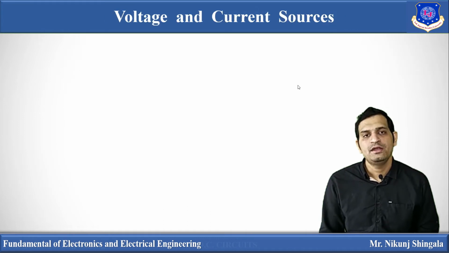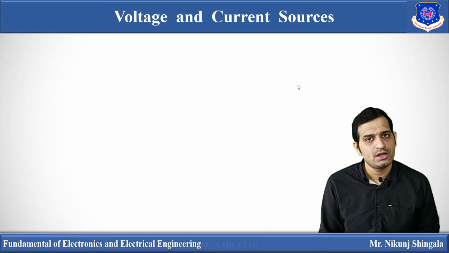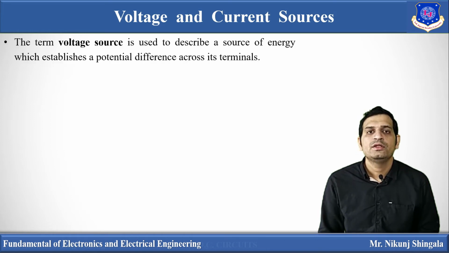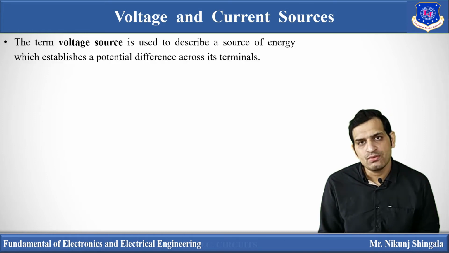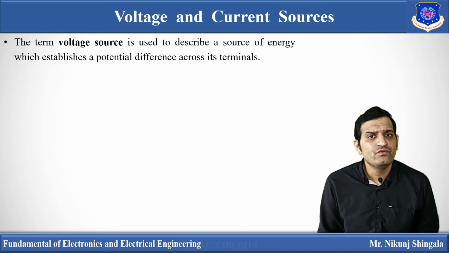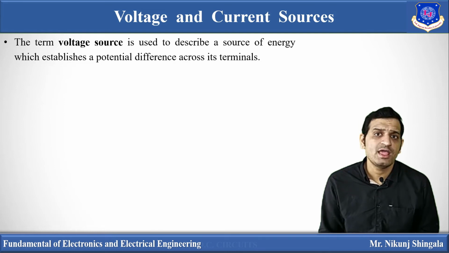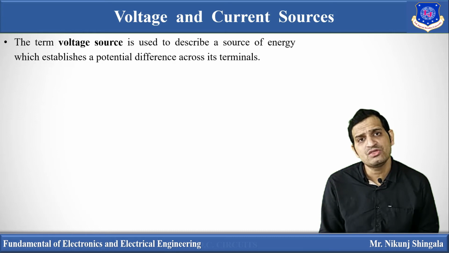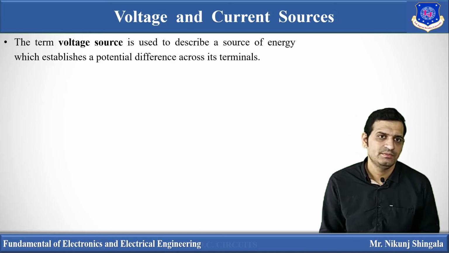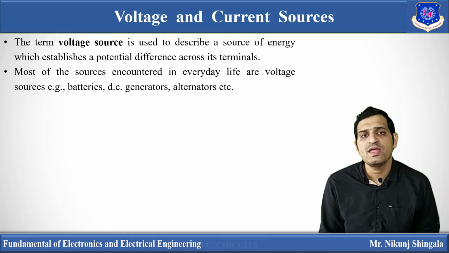Now energy sources, that is voltage and current sources. There are two types of energy sources, voltage source and current source. Now what is the difference between voltage source and current source? A voltage source is basically used to describe a source of energy which establishes a potential difference across its terminals. Most of the sources that we encounter in our day-to-day life are voltage sources, like a battery or DC generator. These are the different examples.